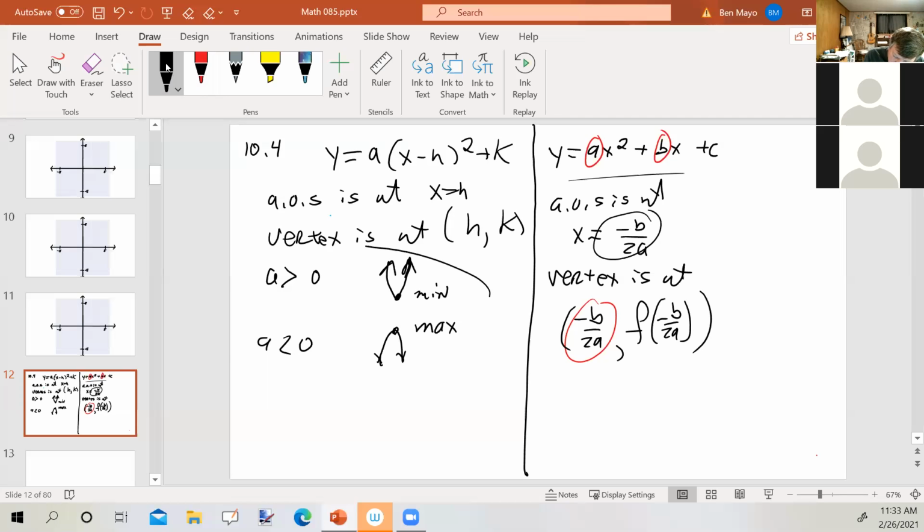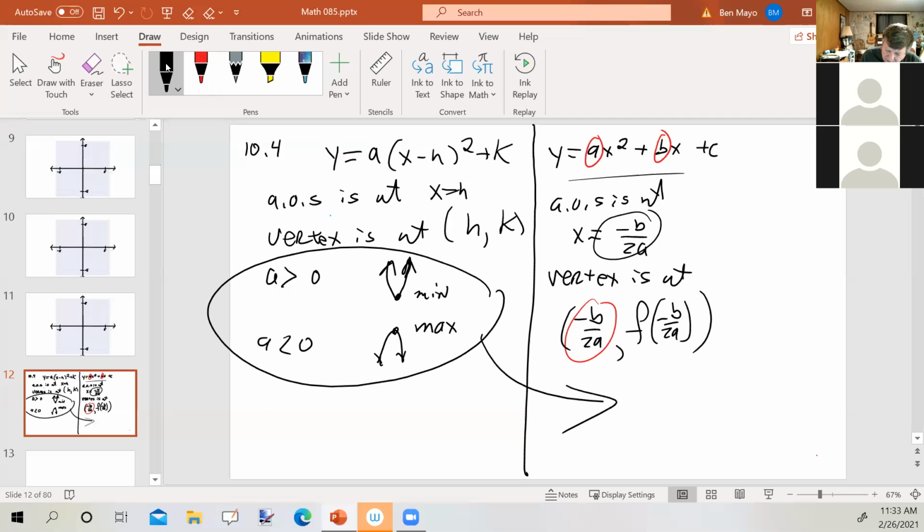Now, all the information to do with a is still the same, because in an equation in this form and this form, a is the same number. Okay. Any questions about that information yet? All right, we're going to apply it to some problems.